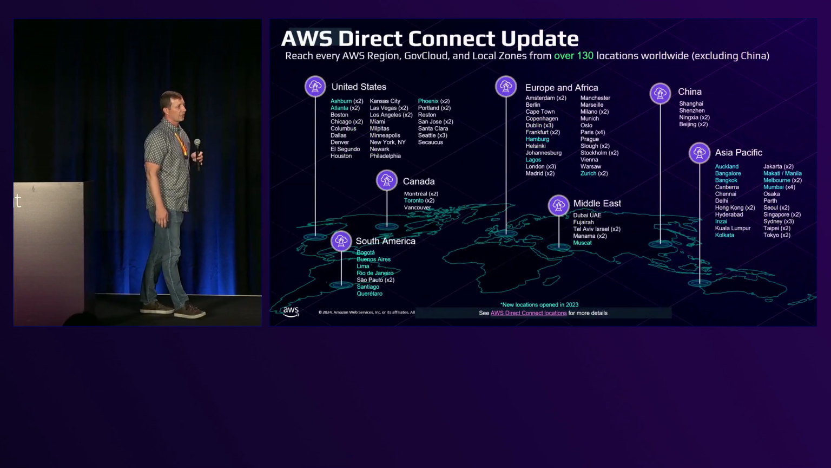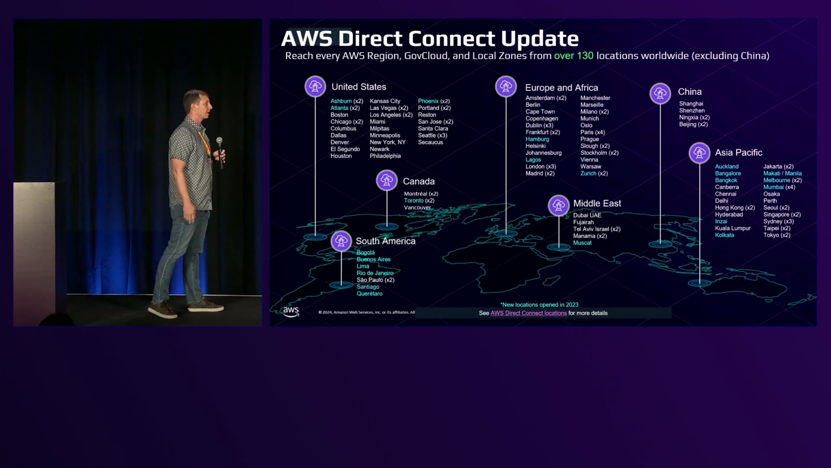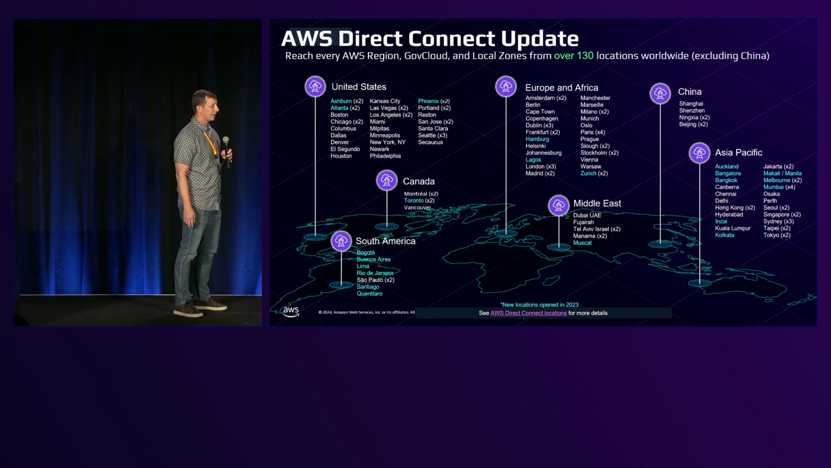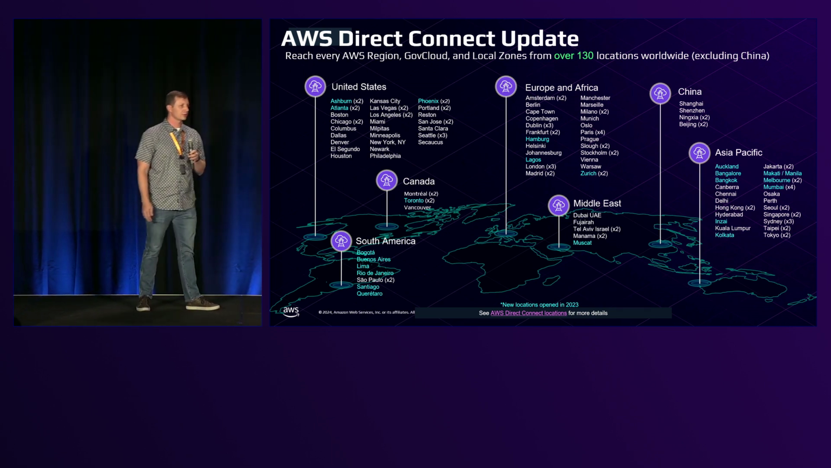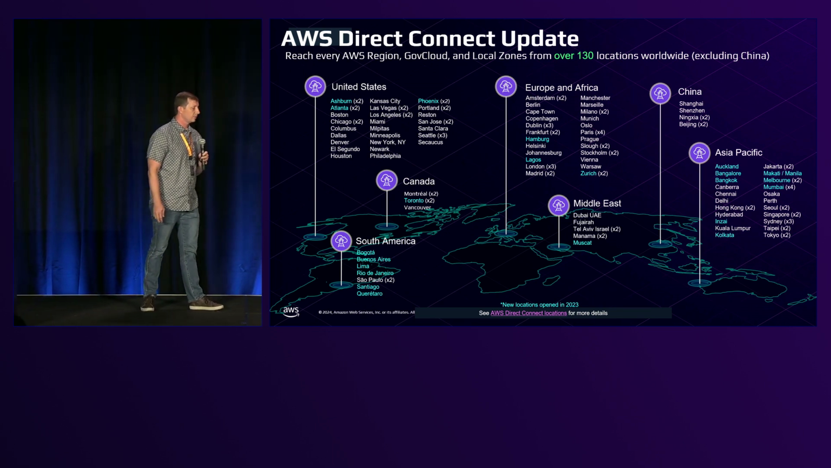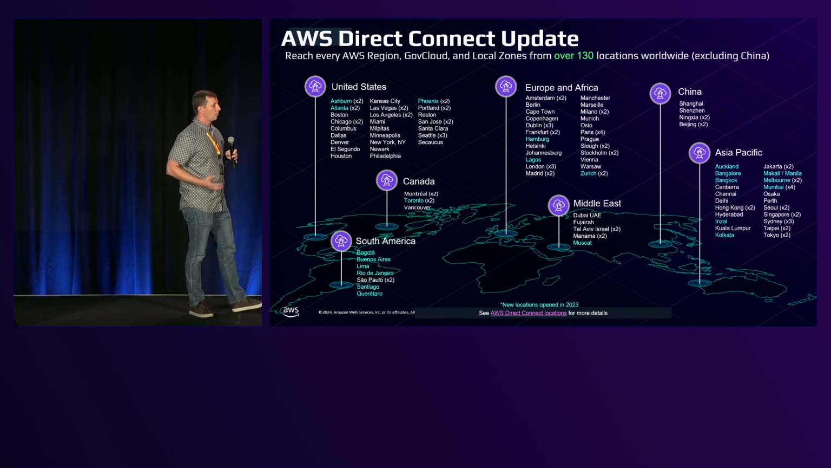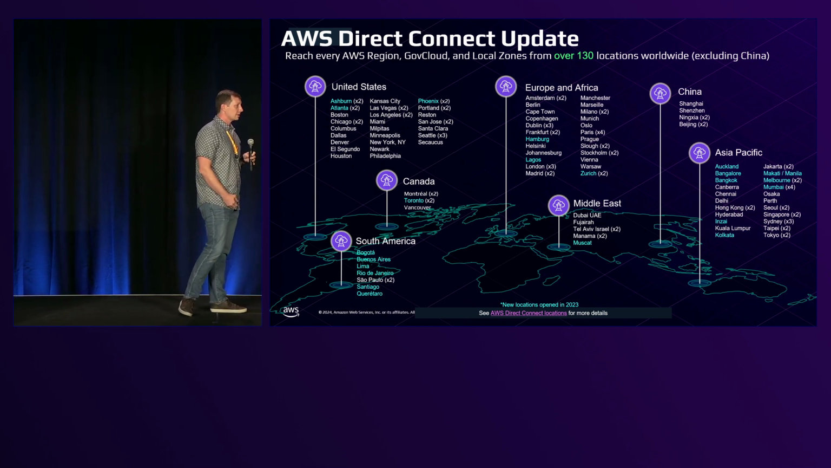For Direct Connect, we have over 130 different Direct Connect locations, and this continuously grows. I think in 2023, we added about 20 or 30 different new locations. In 2024, we've added a handful of locations, and it all comes back to the requirements that customers have of where they're looking to connect into AWS.